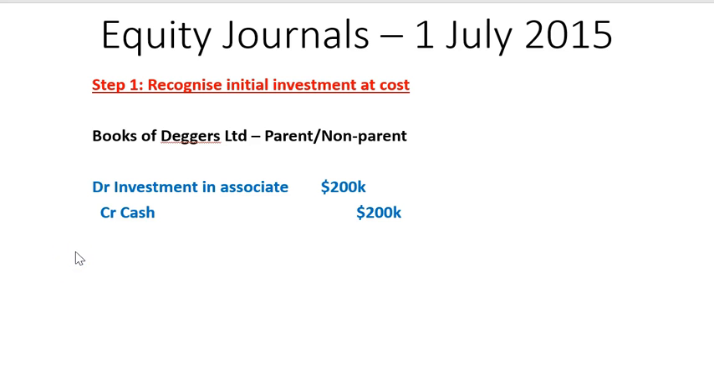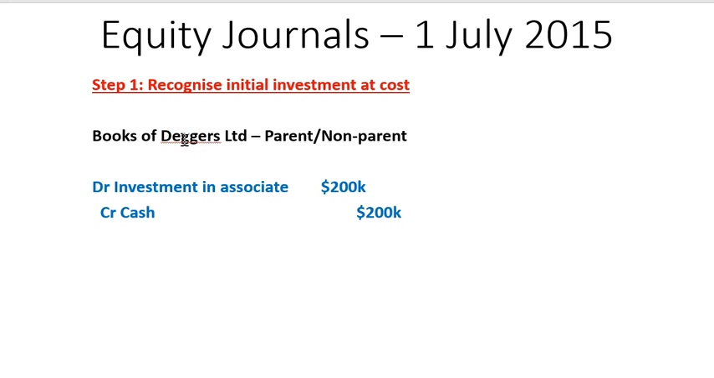So this is our equity journal for 1 July 2015. This is the date of acquisition. Regardless of whether we have a parent or a non-parent, we need to recognize our initial investment at cost in our own accounting records. So Deggers Limited was the acquiring company.